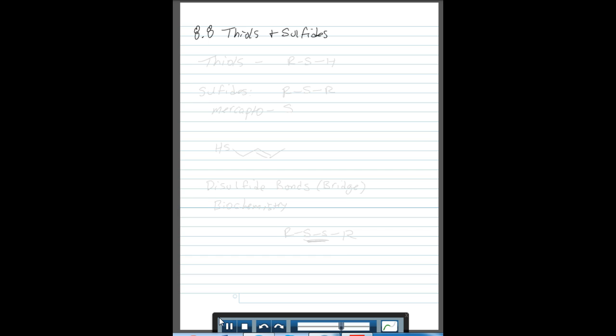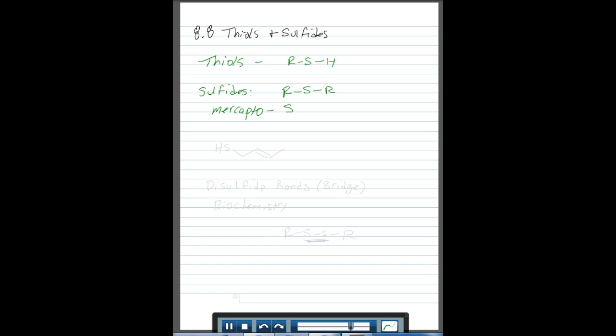Chapter 8 is on thiols and sulfides. These are sulfur-containing compounds. Basically, anything you can do with oxygen, you can do with sulfur. Same types of reactions. Thiols are kind of the alcohol equivalent of the sulfur compound. So instead of an OH, you have an SH. And sulfides are the ether equivalent, where you have two R groups on either side of the sulfur. You might see this word mercapto a lot in other classes. That implies a sulfur molecule. I think it's Greek or Latin for sulfur. We're not going to learn how to name any of these, so don't worry about any of the naming.